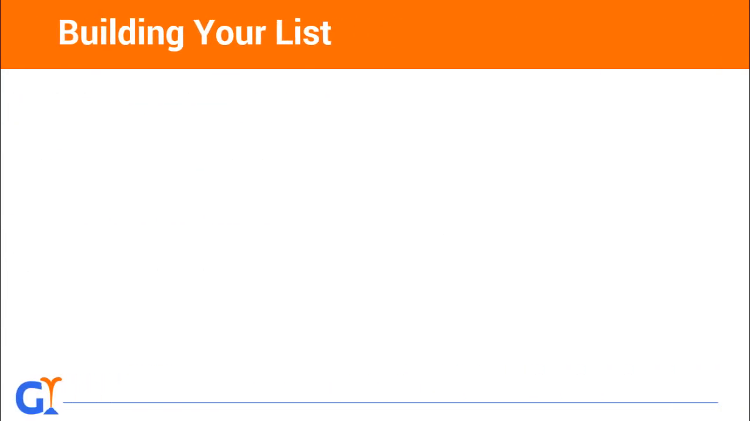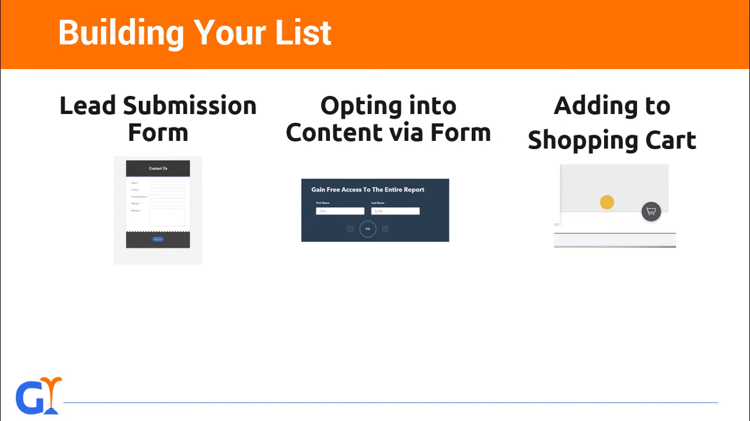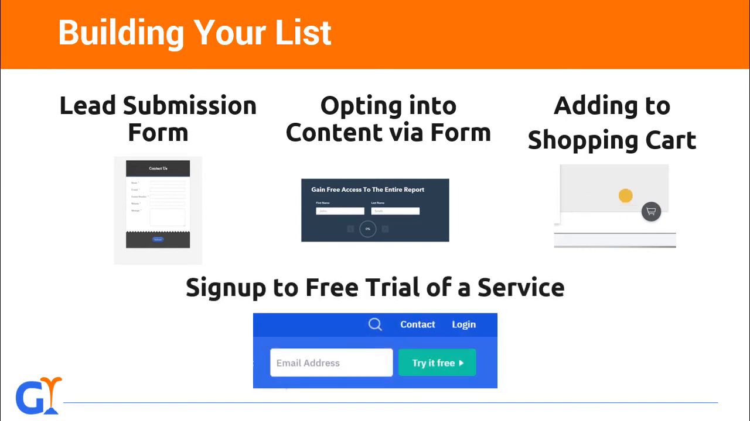Building out your list is the process of acquiring any of the types of contacts we just mentioned. They can opt into your list in a multitude of ways: filling out a call form, filling out a form in order to acquire content, adding an item to a shopping cart in order to conduct a purchase, or signing up for a free trial to your service. There are other ways, but these are the primary ways.